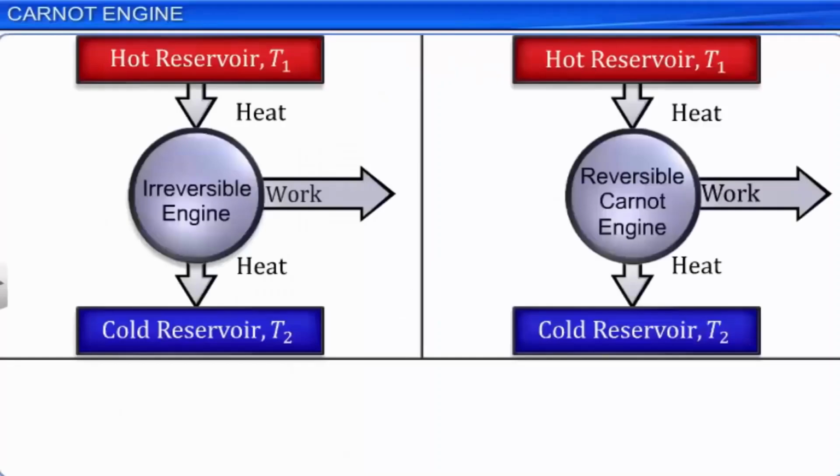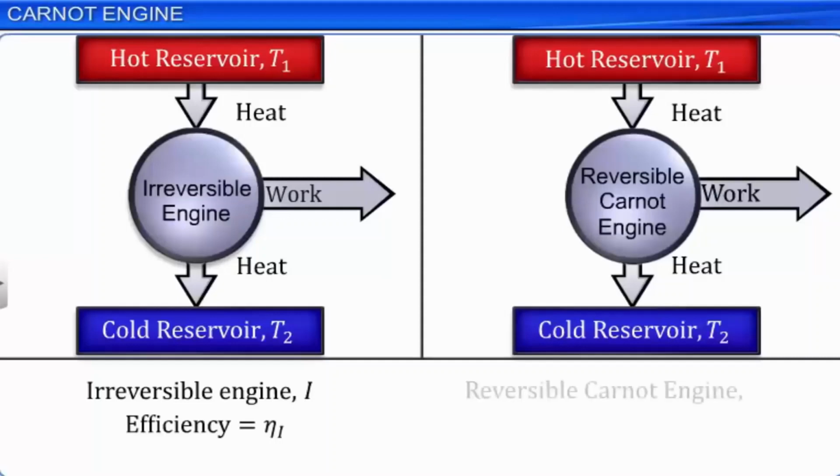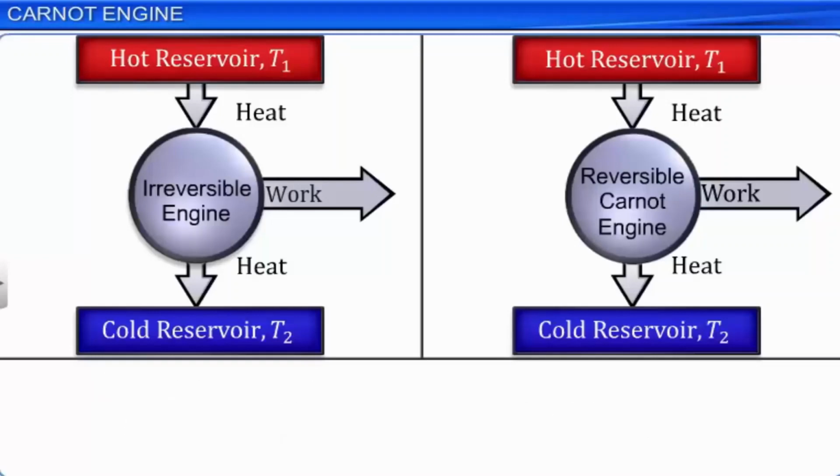Let us now compare the efficiencies of two heat engines working between the same temperatures T1 and T2. One of the engines is an irreversible engine I, with an efficiency eta I, and the other engine is a reversible Carnot engine R, with an efficiency eta R. Let us start with the assumption that the efficiency of the irreversible engine is greater than the efficiency of the Carnot engine. This means eta I is greater than eta R. Let this be expression 1.